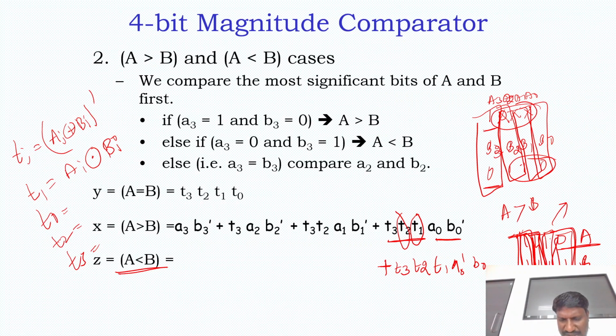For example, next, what is the possibility? Only first two equal. If first two are equal, that means say these two are only equal. What is that? I can say T3, T2. But I am depending on A1, B1. I can say if A1 complement B1, that means A less than B.